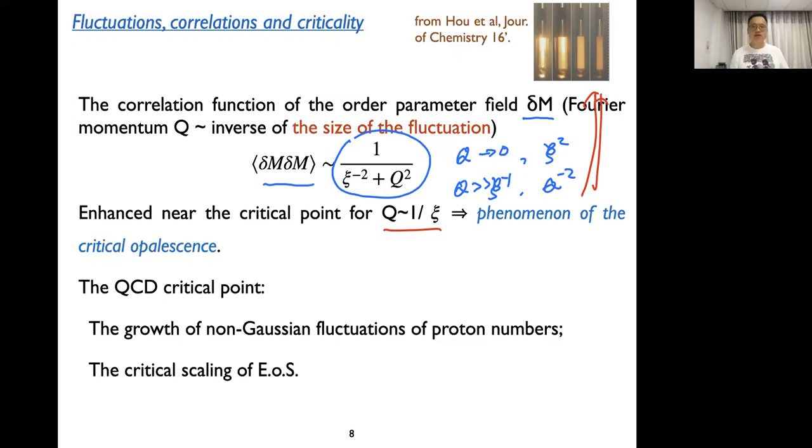Now turning to the QCD critical point, if you work a little bit harder, you can demonstrate that the growth of this two-point function, as well as its non-trivial dependence on the correlation length, will lead to the growth of the non-Gaussian fluctuations of the proton number. This is the observable that has been shown in the previous slides. Also, because of this particular scaling behavior of the two-point function, we also obtain the critical scaling behavior of the equation of state.